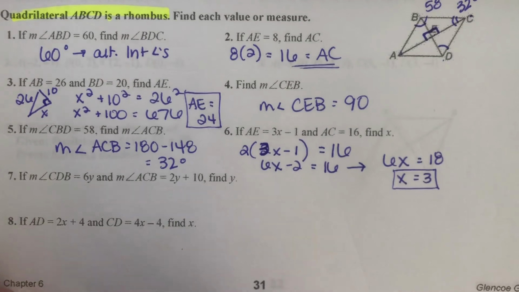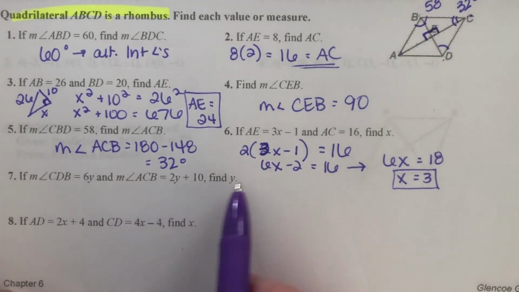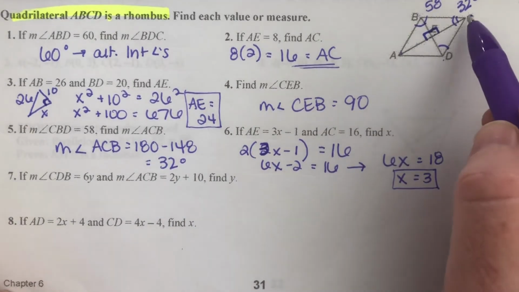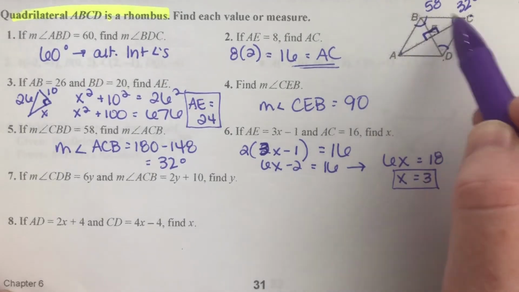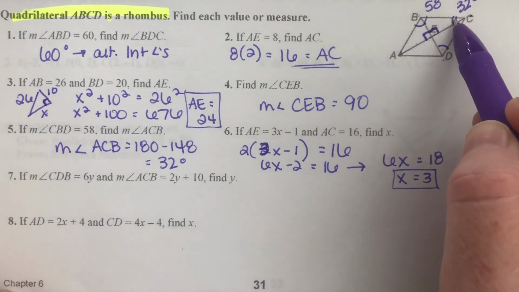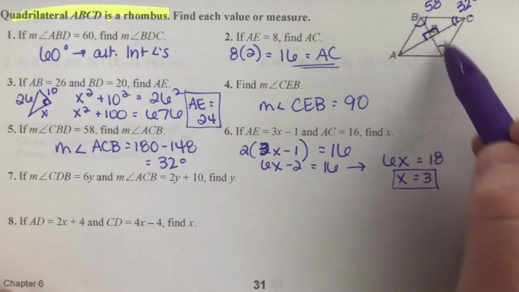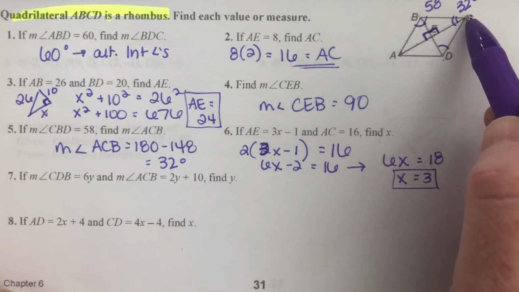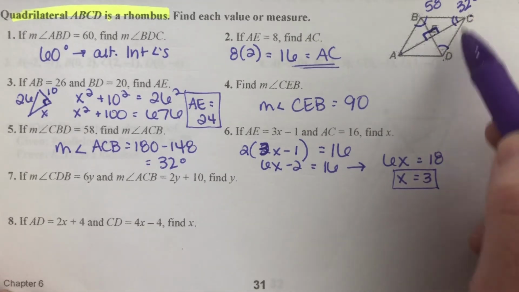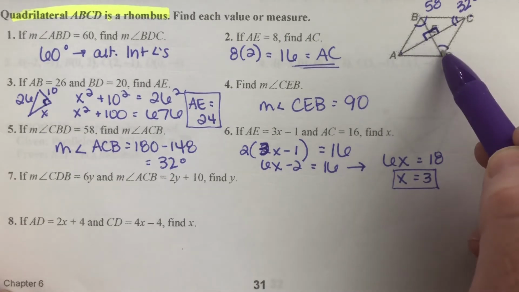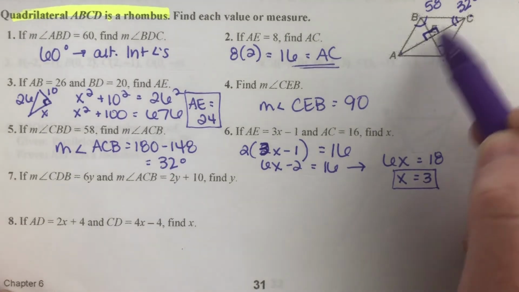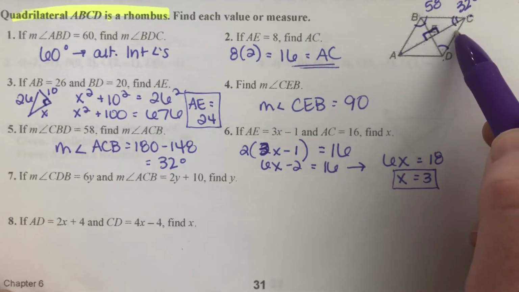Almost done. Number 7. If the measure of CBD is 6y and ACB is 2y plus 10, find y. CDB is this guy here, and that is 6y. ACB is this guy. Find y. CDB, this guy. This is 90, this is 6y. And this guy is the same size.